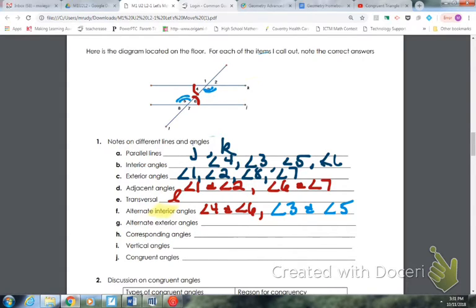Okay, so next we have alternate exterior angles. Alternate exterior angles, in comparison to alternate interior angles, they have to be exterior angles. They are also non-adjacent, and they are on opposite sides of the transversal.